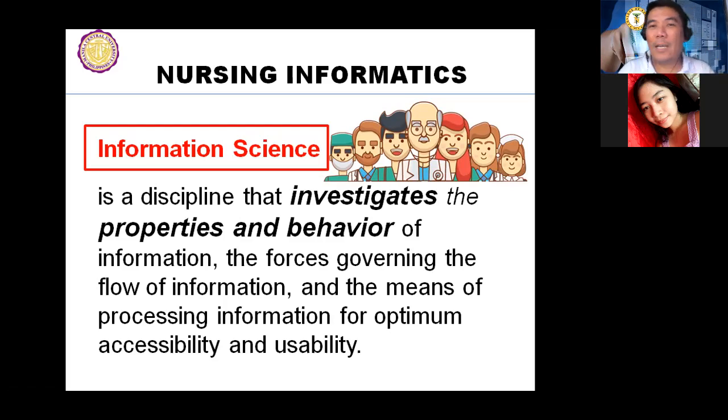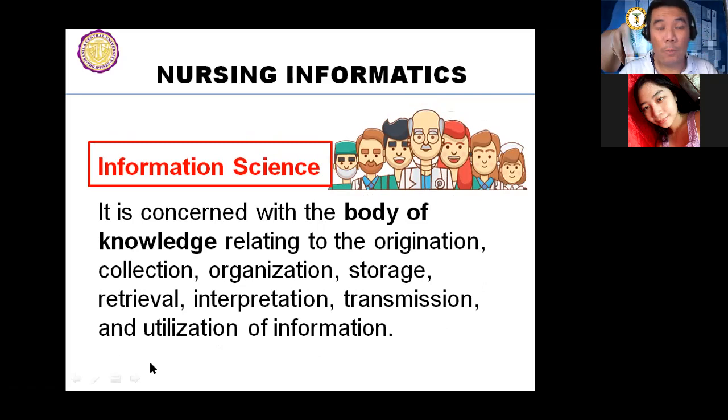That's why in the first few slides, I addressed the role of the nurse, as part of the end user, is to apply this data to be useful, meaningful, and relevant. How you will process this is through information science. So the word itself, investigate. Information science also addresses the body of knowledge. When it comes to the collection, organization, storage, these are the processes. Once you store, organize, collect, interpret, transmit, share, and utilize the information, that is what we call information science.